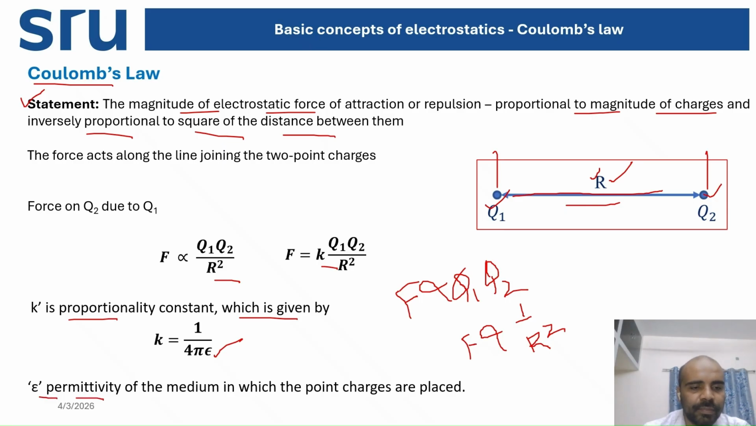So epsilon is called the permittivity of a medium in which the point charges are placed. So where k is the proportionality constant, which is equal to 1 by 4 pi epsilon, where epsilon is permittivity of the medium in which the point charges q1, q2 are placed. So in vacuum or in free space, k is equal to 1 by 4 pi epsilon naught, where epsilon naught is the permittivity in free space or vacuum. Did you get it? So now move to the next slide.